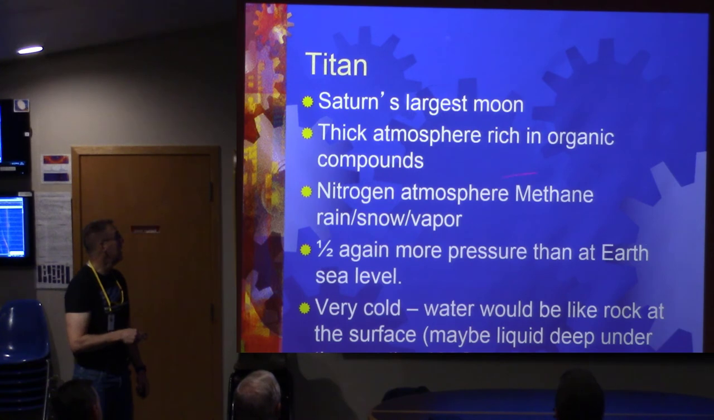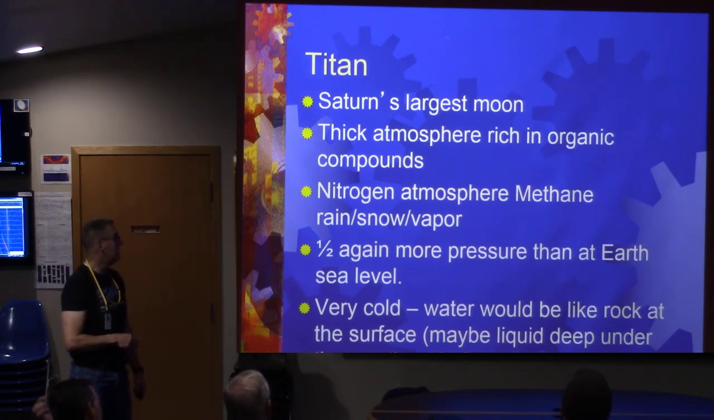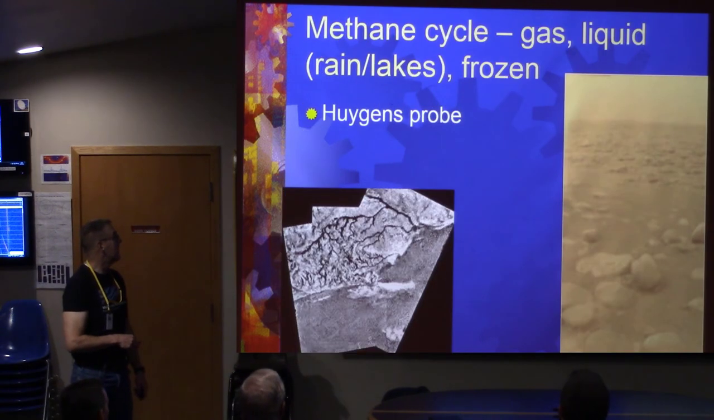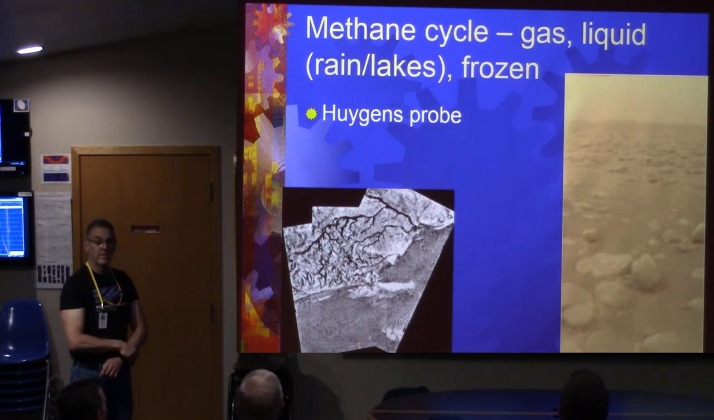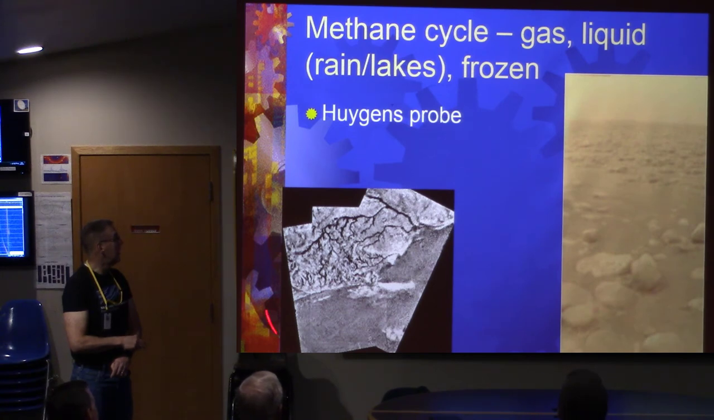Largest moon of Saturn, thick in organic compounds, nitrogen atmosphere, methane rain, snow, and vapor. Half again more pressure than the Earth at sea level. Very cold, about 292 degrees down. Organic compounds? Yes. Methane is organic, I suppose. And the Huygens probe went down, taking pictures as it went down and landed.